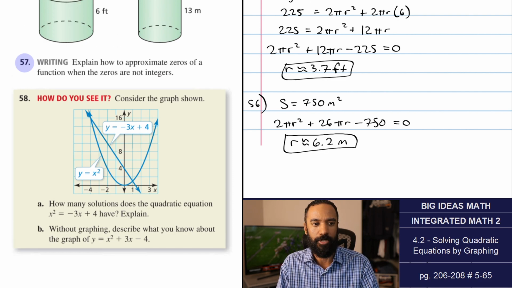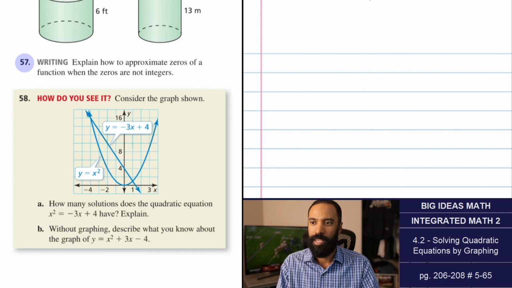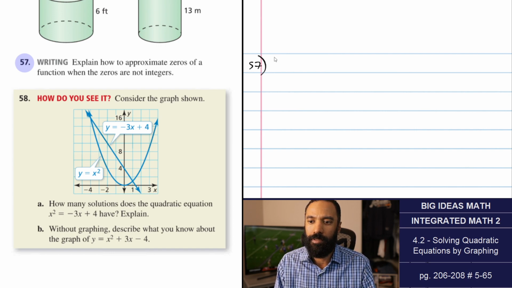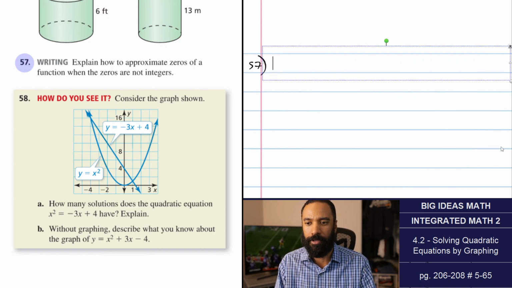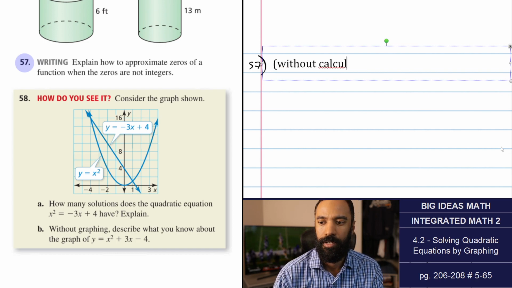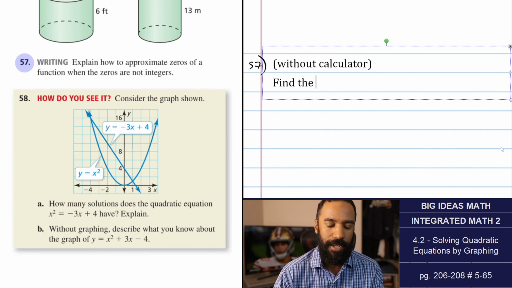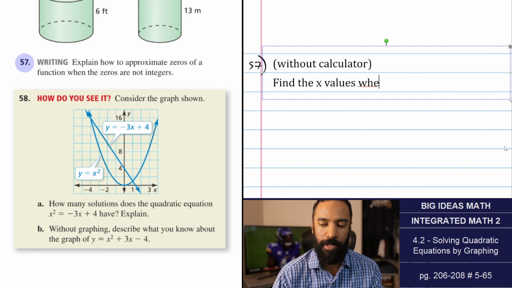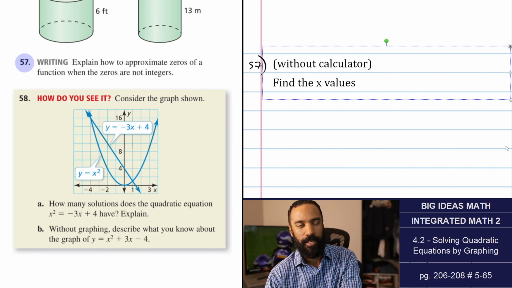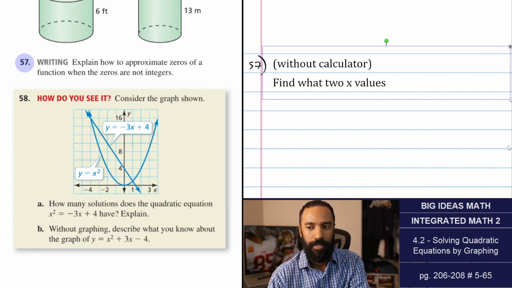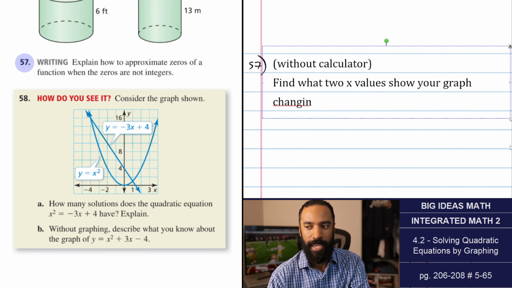Number 57, explain how to approximate zeros of a function when the zeros are not integers. So what we've been doing is, when they say approximate, I don't know if they mean with a calculator or not. So without a calculator, we find the x values between where, let's see, I don't know how to type this in English. Find what two x values show your graph changing sign.